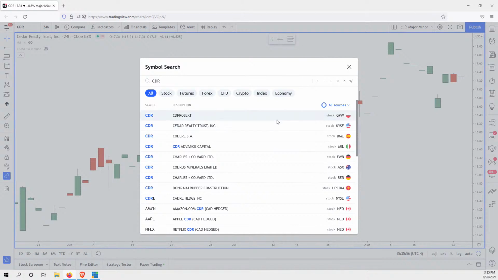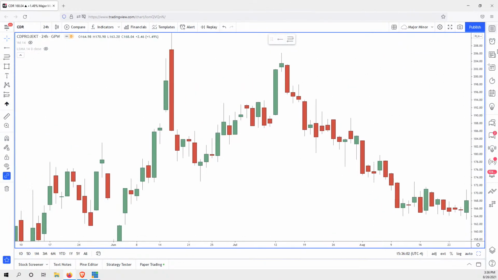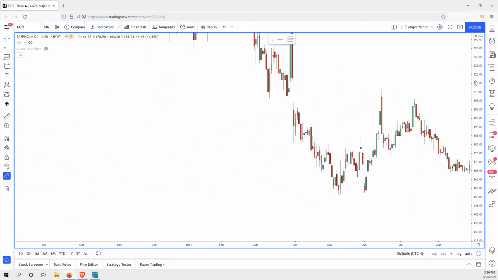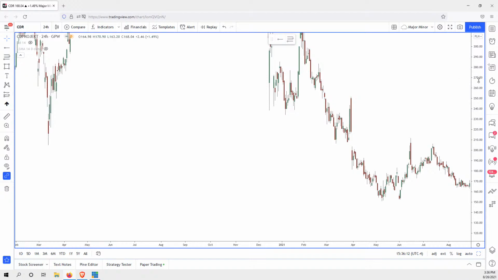Oh, CD Projekt. This looks like it right here. Okay. So yeah, thanks for coming to the stream here and asking the question again. So it's a stock, a German gaming. Oh, it's a Polish gaming stock. All right. So let's look back and take a look at some price structure.